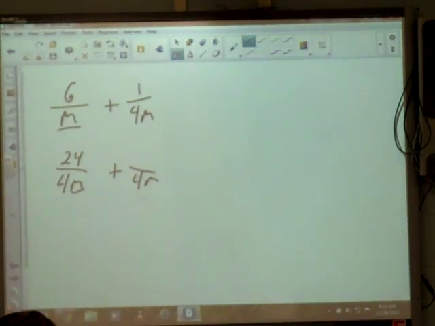Over here on the 1, it already had the 4 times m, so I don't change it at all. Just bring that down. Okay, now I've got 2 like the problems we started off with. 4m is my common denominator, so it's going to be my answer's denominator. 24 plus 1 is 25. Won't reduce, that's it.